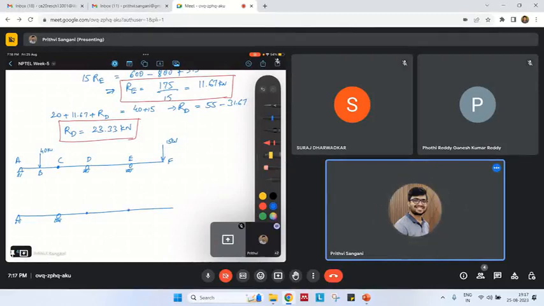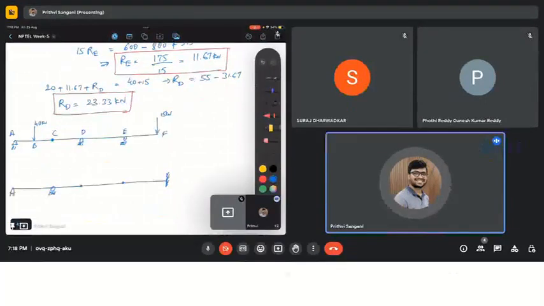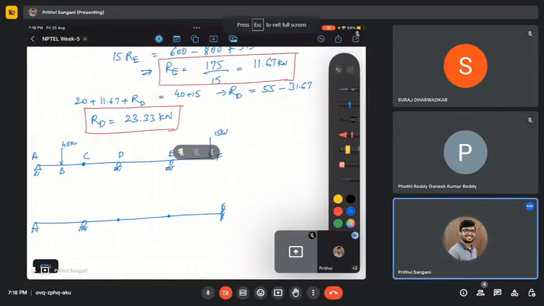Because the free end has both a slope and a displacement, right? A slope corresponds to shear force in the conjugate beam, and displacement corresponds to the bending moment in the conjugate beam. So obviously you'll have both the shear force and bending moment. That means it's a fixed support.